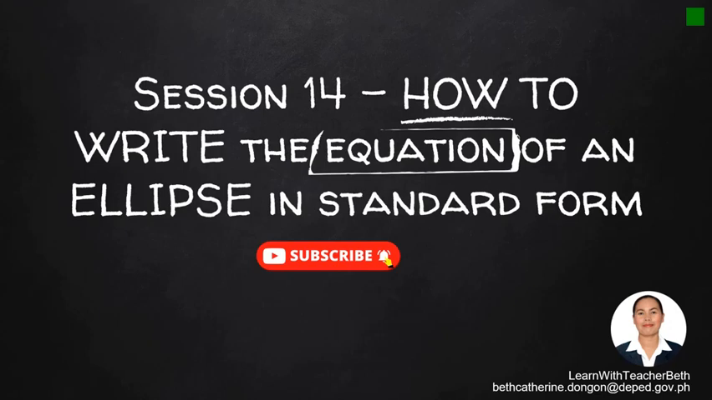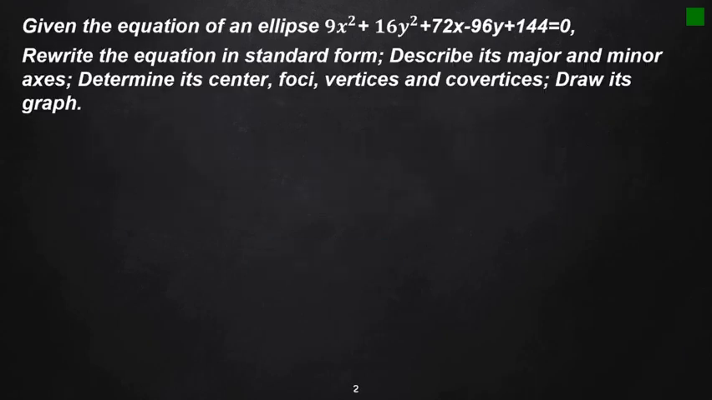Let's begin! Let us try to work on this problem. Given the equation of an ellipse, 9x squared plus 16y squared plus 72x minus 96y plus 144 equal to 0, rewrite the equation in standard form, describe its major and minor axes, determine its center, foci, vertices, and covertices, and draw its graph. Okay, how are we going to work on this particular problem?